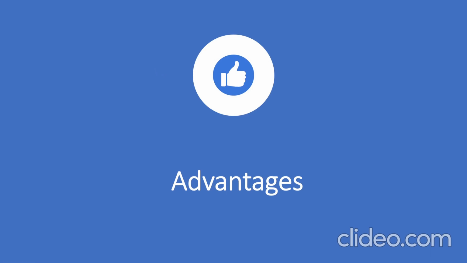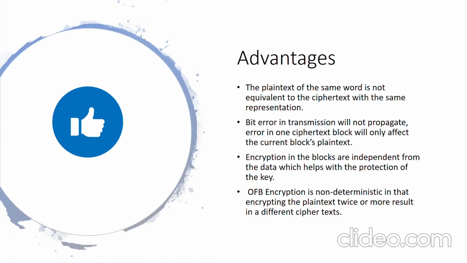Now, we will be discussing the advantages and the disadvantages of the OFB. The advantage of the OFB is that the plain text of the same word is not equivalent to the ciphertext with the same representation. The bit error in transmission will not propagate. An error in one ciphertext block will only affect the current block's plain text. The encryption in the blocks is independent from the data, which helps with the protection of the key. OFB encryption is non-deterministic, in that encrypting the plain text twice or more results in a different ciphertext.